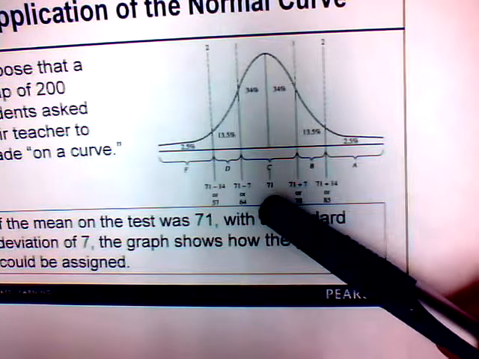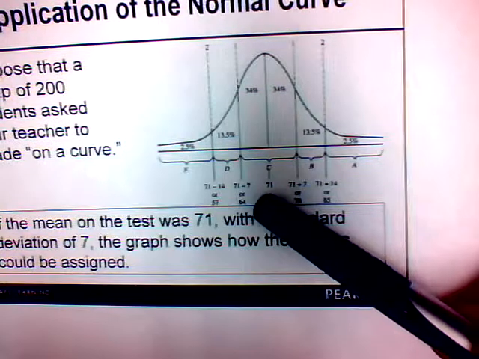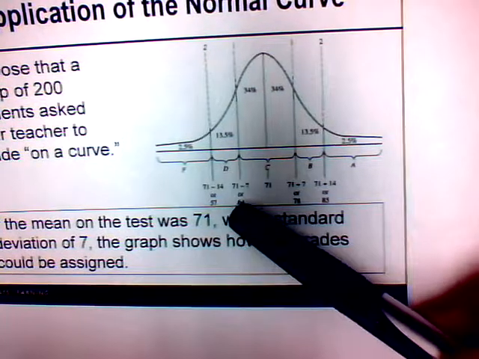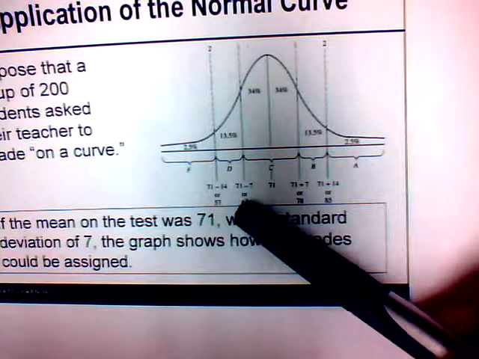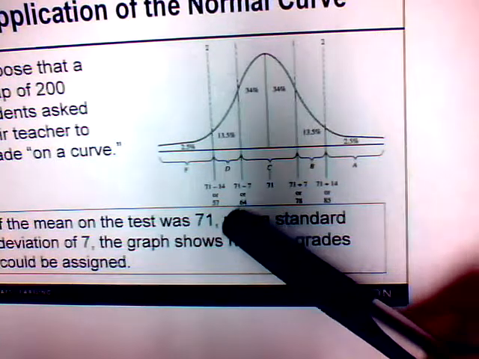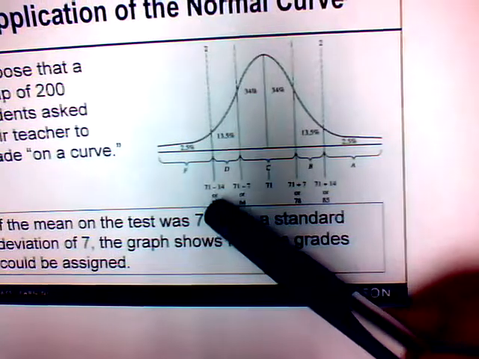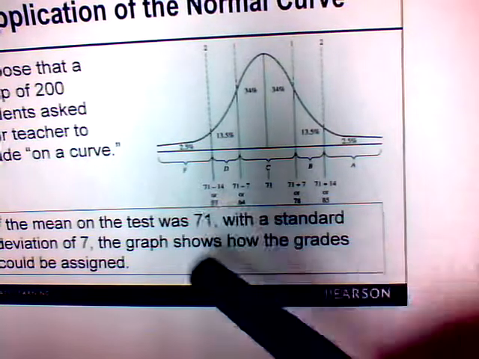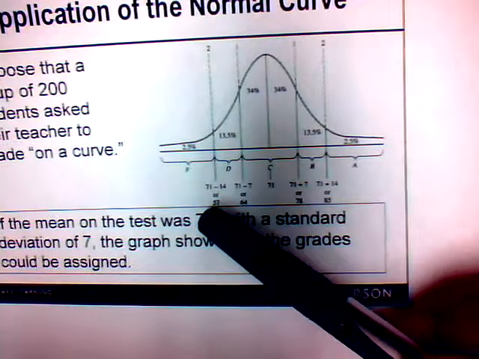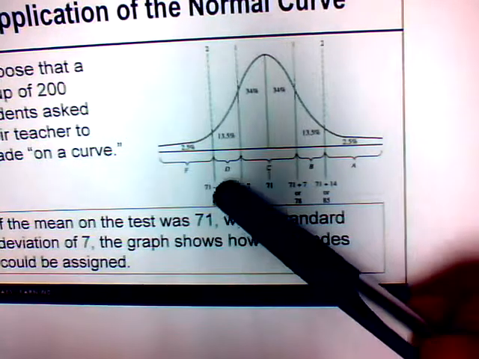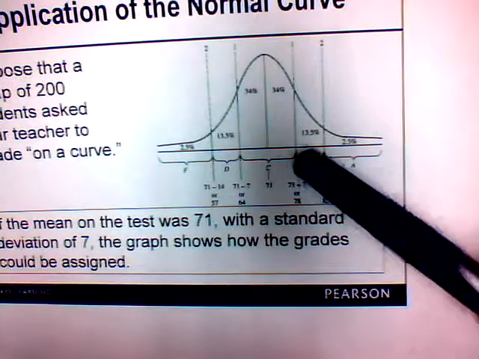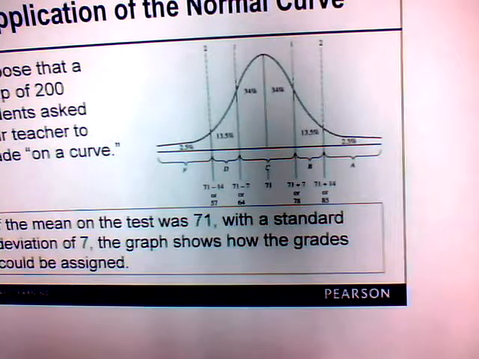Now, of course, the mean is 71. Subtract 7 from 71, you'll get 64. Then subtract another standard deviation, 7 from 64 will be 57. So if your grade is less than 57, you're going to get an F. If your grade is from 57 up to 64, you'll get a D. And between 64 and 78, it will be a C.